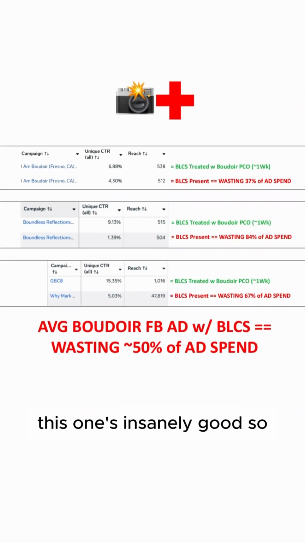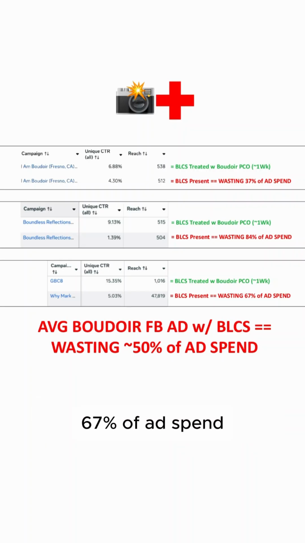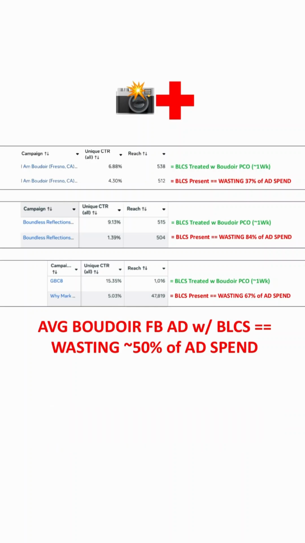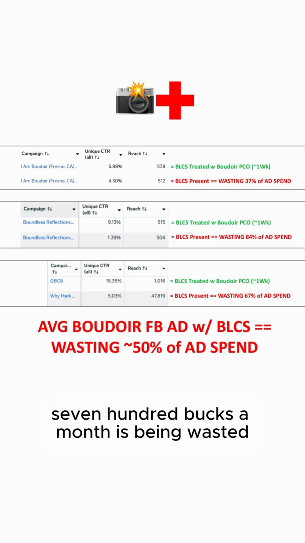And this one's insanely good. So we found his original Boudoir Facebook ad is wasting 67% of ad spend. So if you spend 10 grand a month on the original Boudoir Facebook ad, basically 6,700 bucks a month is being wasted.